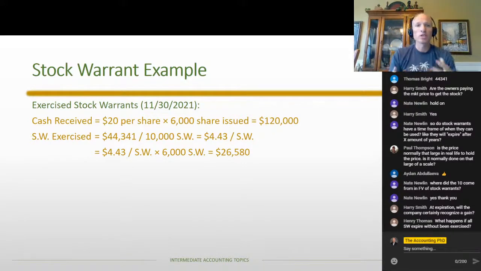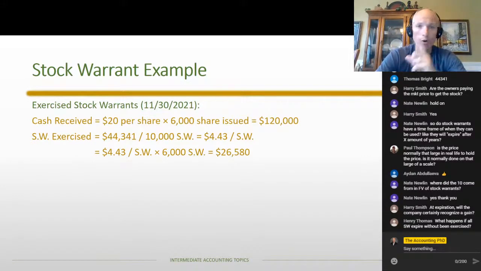So now in this case, we're talking about them actually exercising those warrants. And so again, the two things they have to do, they have to turn in the stock warrant and they have to give them $20 cash. And in exchange, the company will give them the shares. And so again, on this date, we are told 6,000 stock warrants are exercised. And so what that means is the company is going to receive $20 for each share that's going to be issued as part of this exchange.